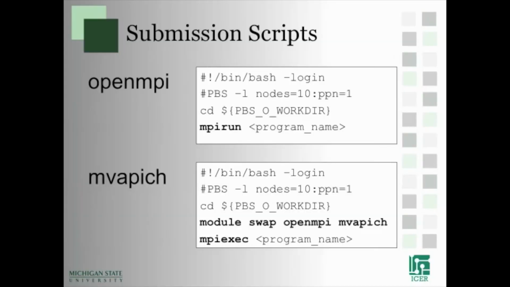Generally speaking, OpenMPI and MVAPICH are the same. There aren't many differences between them. However, when you write a submission script, you need to make sure that you include the module swap of OpenMPI and MVAPICH inside your script. And instead of using mpirun like you would in the OpenMPI script, use mpiexec in the MVAPICH script. Other than that, everything should be the same. So today I've shown you how to use OpenMPI to compile and run your code on the High Performance Computing Center.